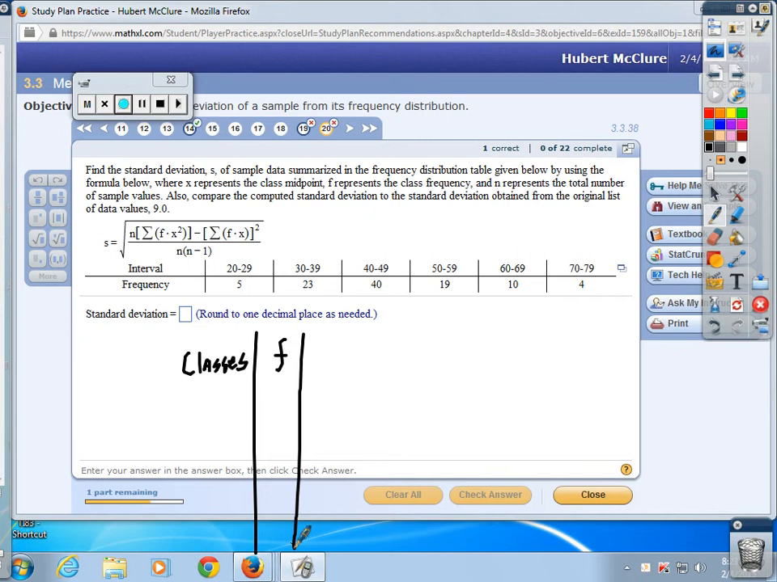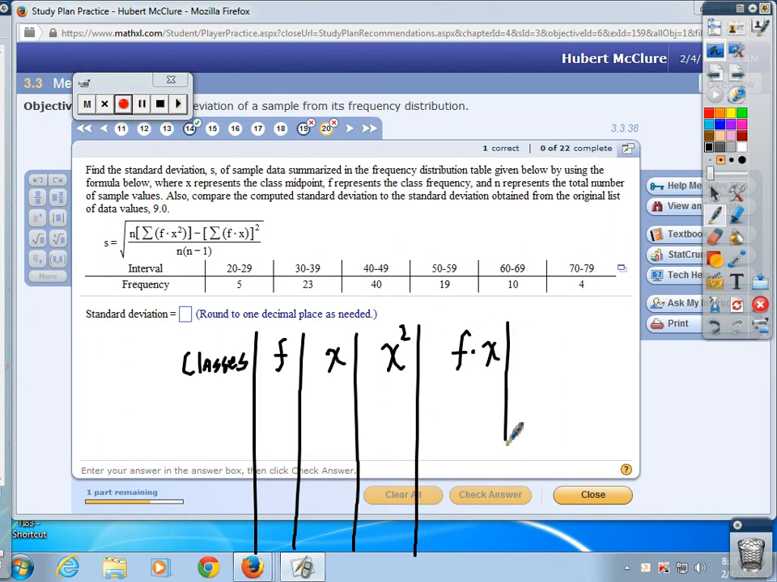and if you're not using the spreadsheet, if you're doing it by hand, your next one will be X, and then X squared, and then F times X, and then what? F times X squared, that's right, guys. So this is the first thing you want to do if you're doing it by hand.